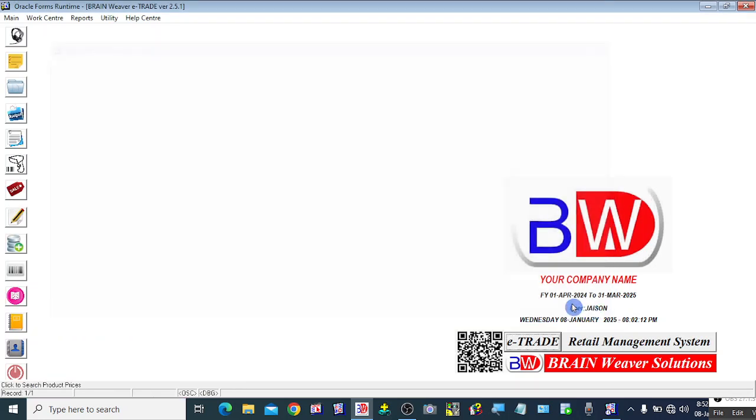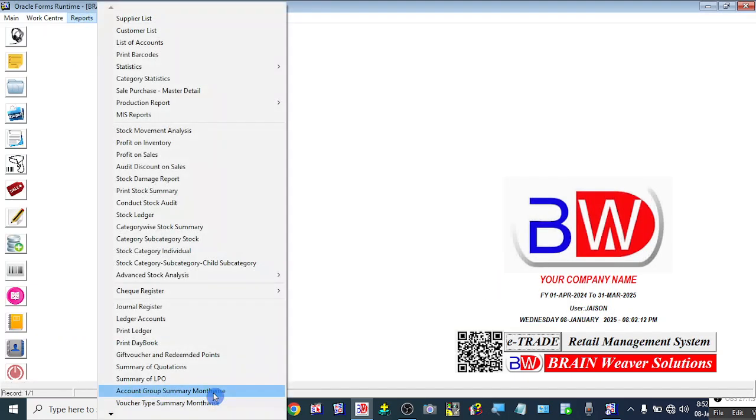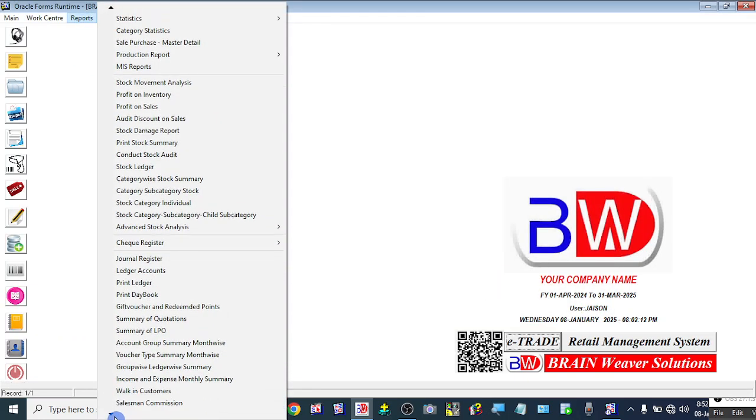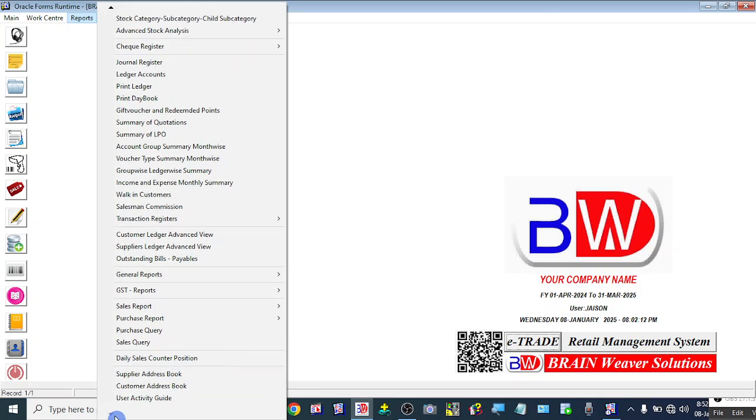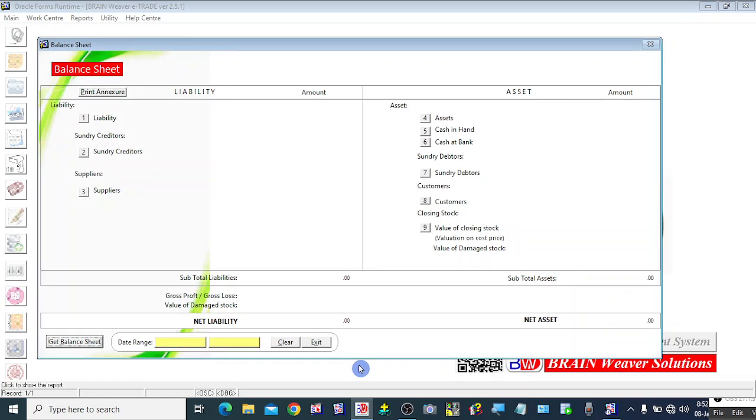Similarly, if you want to generate the balance sheet, under the general report, you can click on this balance sheet. By clicking the get balance sheet button, you can generate the balance sheet. Here you can see the net liability is tallying with the net asset.